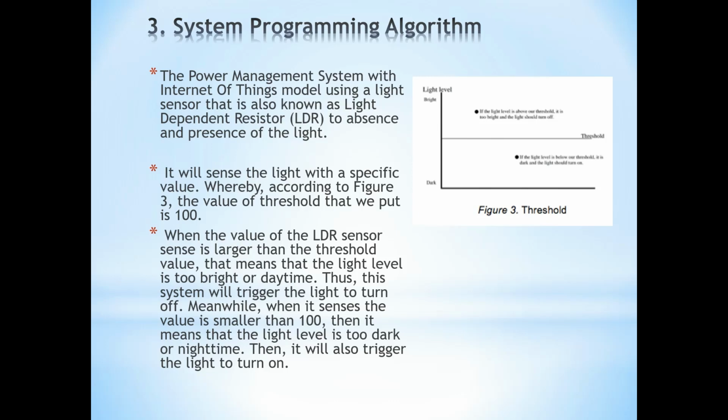When the value of the LDR sensor is larger than the threshold value, that means that the light level is too bright or daytime. Thus, the system will trigger the light to turn off. Meanwhile, when it senses the value is smaller than 100, then it means that the light level is too dark or night time. Then it will also trigger the light to turn on.